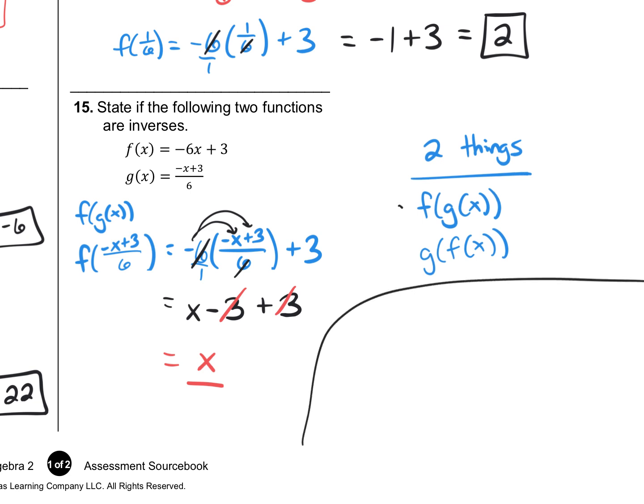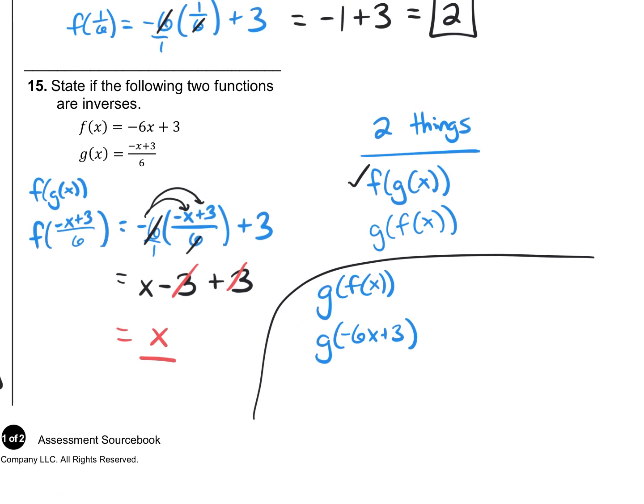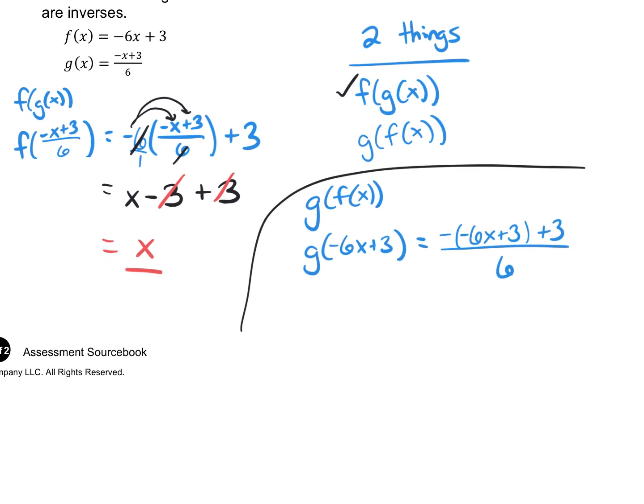Now, what do we have to find after we found f of g of x? We have to find g of f of x. So again, first thing, what is f of x? Yep, so we have g of negative 6x plus 3. And now what do we do with that negative 6x plus 3? Plug it in for g. Yep, the x is in g. So what this turns into, being careful with that negative on the outside, we have negative 1 times negative 6x plus 3 over 6.